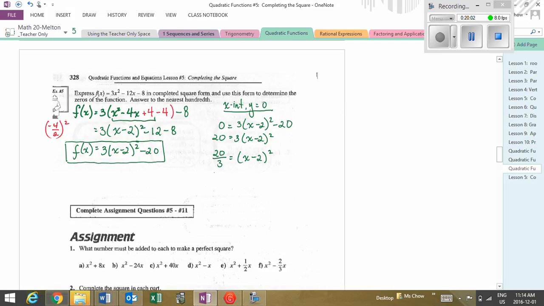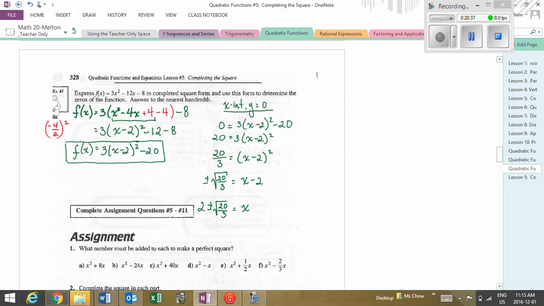So we take the square root of 20 over 3, and remember that now becomes plus or minus the square root of 20 over 3. So that helps ensure that we have two x-intercepts, or 2 zeros, and that's equal to x minus 2. So to finish things off, we have 2 more steps to do. First off, we recognize that the square root of 20 can be simplified. But if we add 2 to both sides, I end up with 2 plus or minus root 20 over 3 is equal to x.